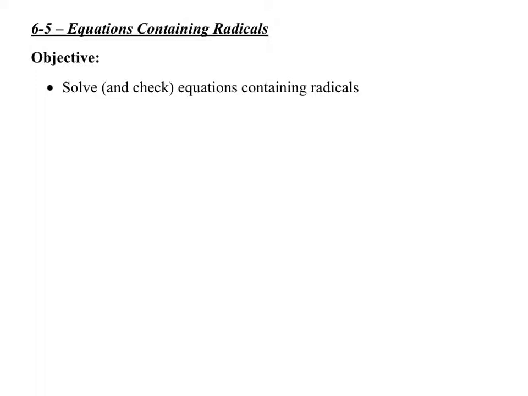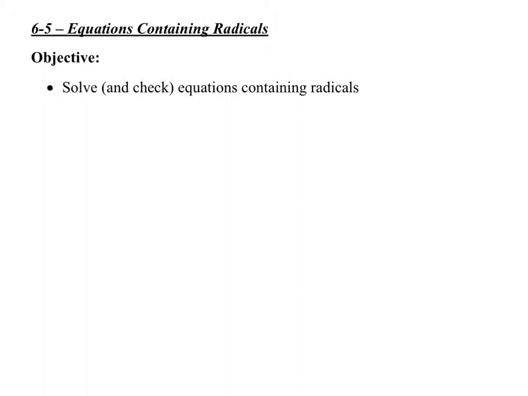Section 6.5 is solving equations, but now we're going to look at equations that have radicals involved in them. So far we've looked at simplifying radicals, simplifying radical expressions, and performing operations with radicals: adding, subtracting, multiplying, dividing. We looked at binomial conjugates, where we have something like 2 plus radical 3 or 2 minus radical 5. Now we're going to take a look at equations that contain these radicals, but we're going to have to consider the same rules that applied in the past.